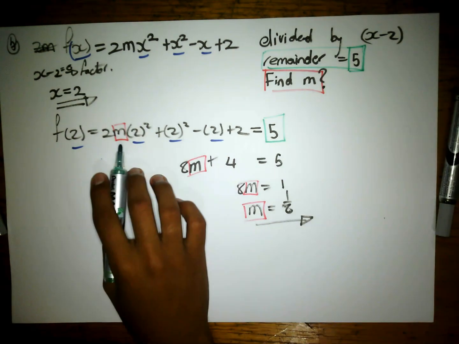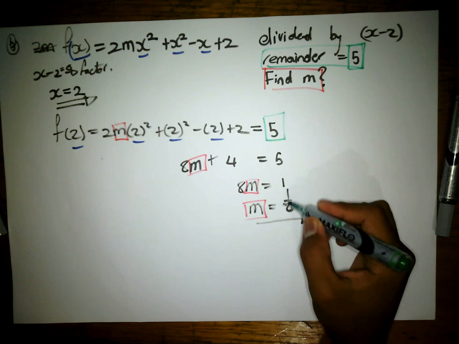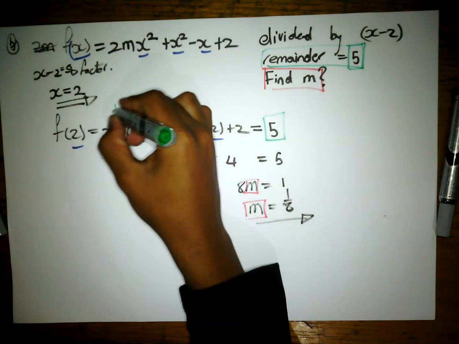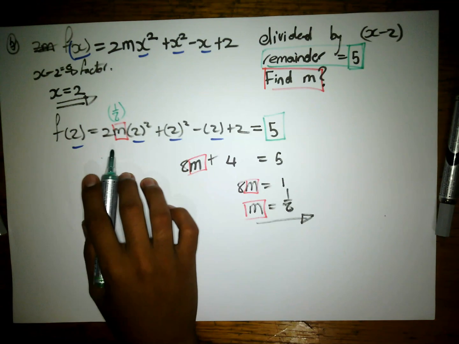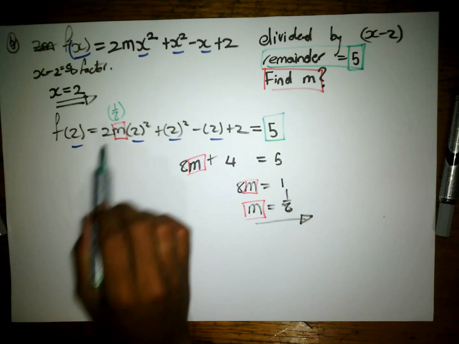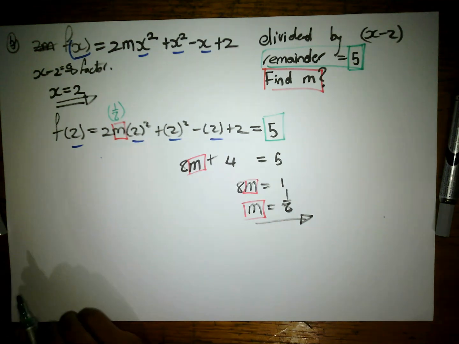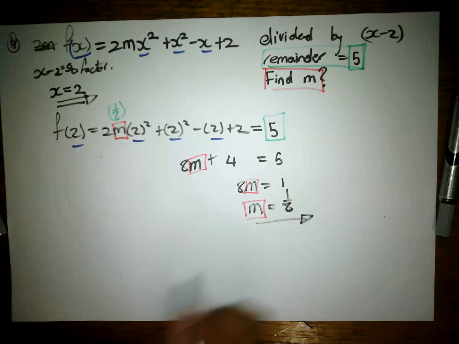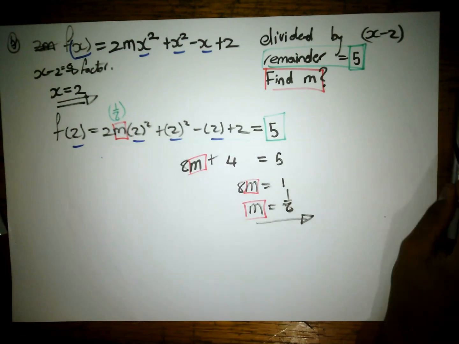If you put our value of m, it's 1 over 8, right? If you put 1 over 8 within this, substitute m with 1 over 8 and put this whole equation in a calculator, you will get that 5. If you don't get that 5, something is wrong here. Something is wrong.